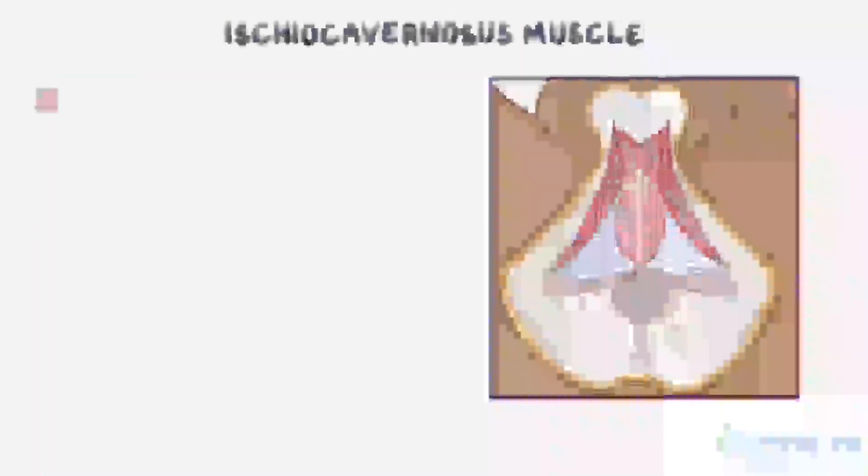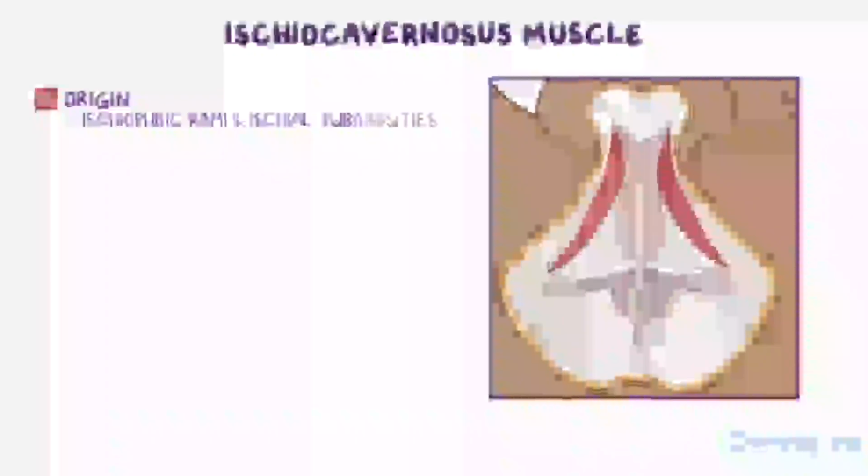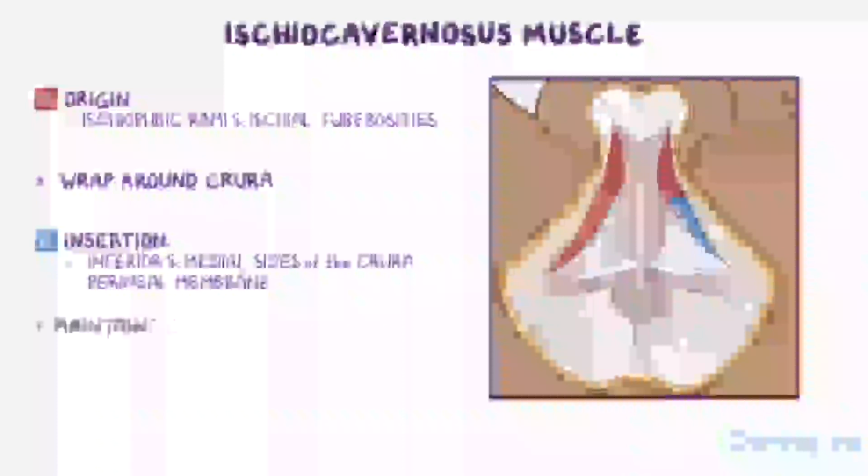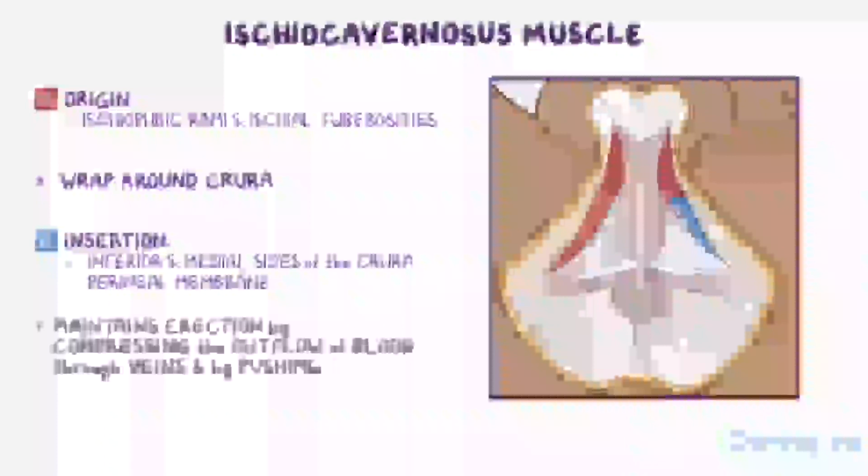Finally, there are the ischiocavernosus muscles, which also originate from the internal surfaces of the ischiopubic rami and ischial tuberosities. These muscles wrap around the crura to insert onto their medial and inferior aspects and onto the perineal membrane. They maintain erection by compressing the outflow of blood through veins and by pushing blood through the body of the penis. Finally, all of the superficial perineal pouch muscles are innervated by the deep branch of the perineal nerve.